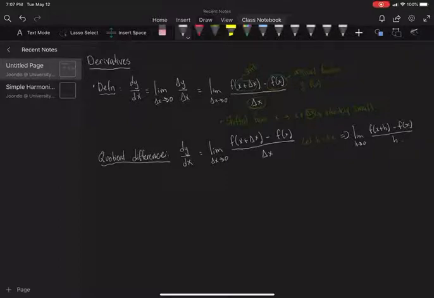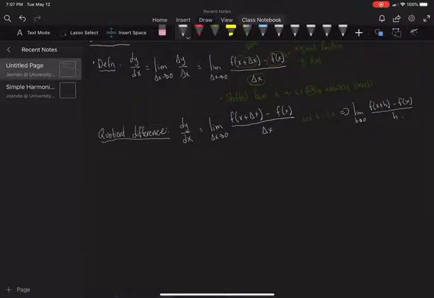Okay? So let me give you an example of how to compute a derivative using the quotient difference. By doing this example, I'm going to introduce you to another thing. Let's say we have to compute the derivative of y equals e to the x, the exponential function, using the quotient difference.